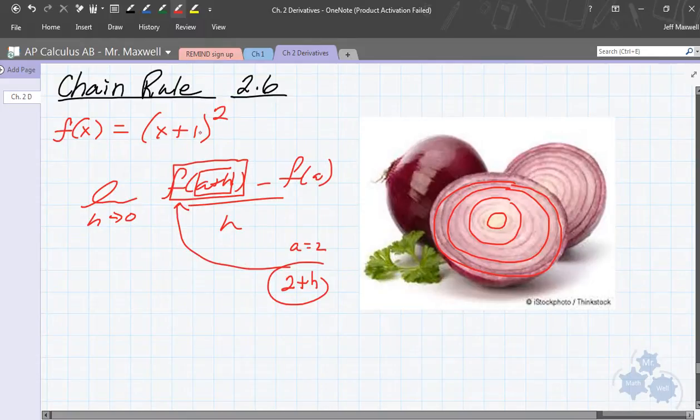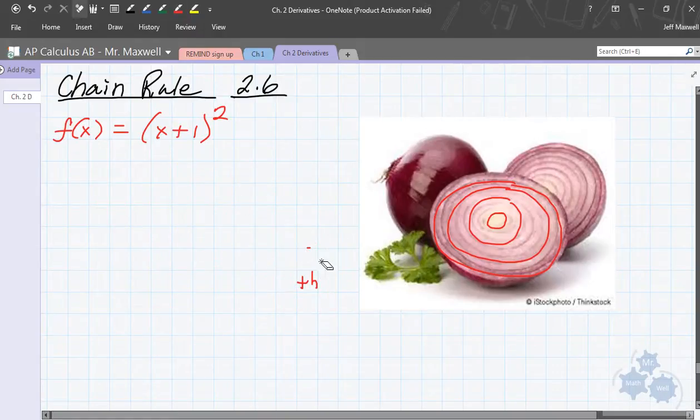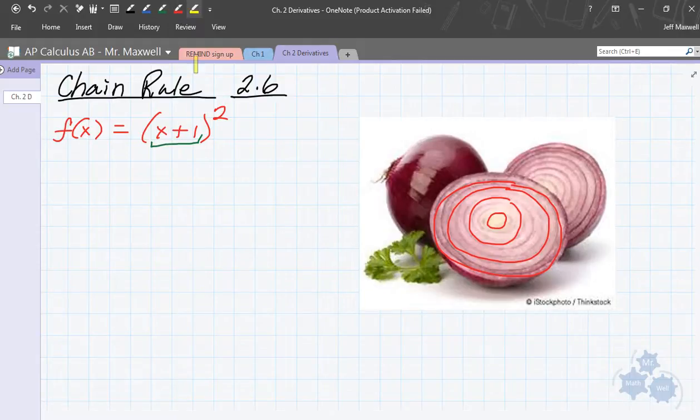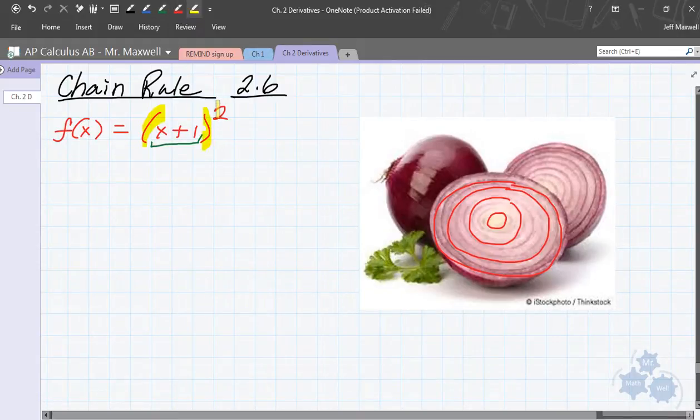So a function within a function, if we think about that, and we look at this f of x, what would be the inside function? What's the inside function here? What function has been placed inside another function? x plus 1. Good. This x plus 1 is the inside function. And the outside function is sort of this quantity here squared.